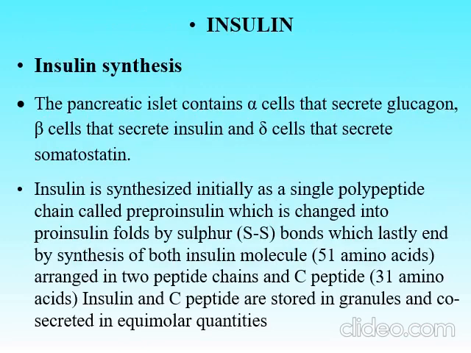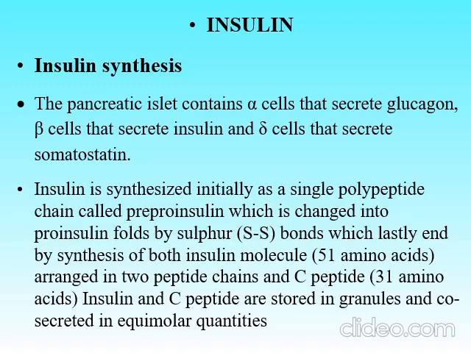Insulin synthesis. Insulin is synthesized in the beta cells of the pancreatic islets, which contain alpha cells that secrete glucagon, beta cells that secrete insulin, and gamma cells that secrete somatostatin.